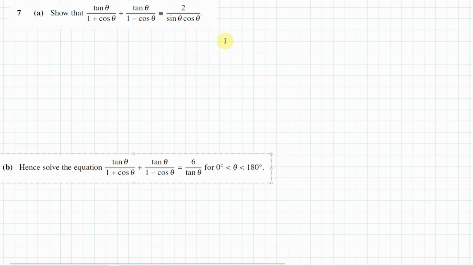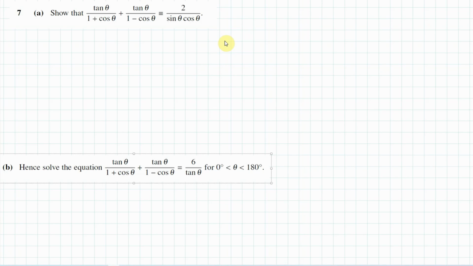Pure Maths 1 students. Today we're going to do a question with 2 parts, altogether worth 8 marks, 4 marks for each part. The first part we are proving an identity that they give us, and the second part we're using what we've done to solve a trigonometric equation.